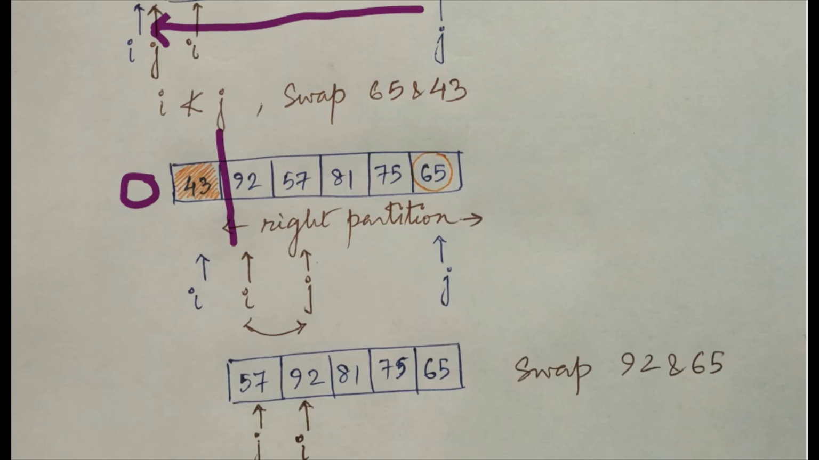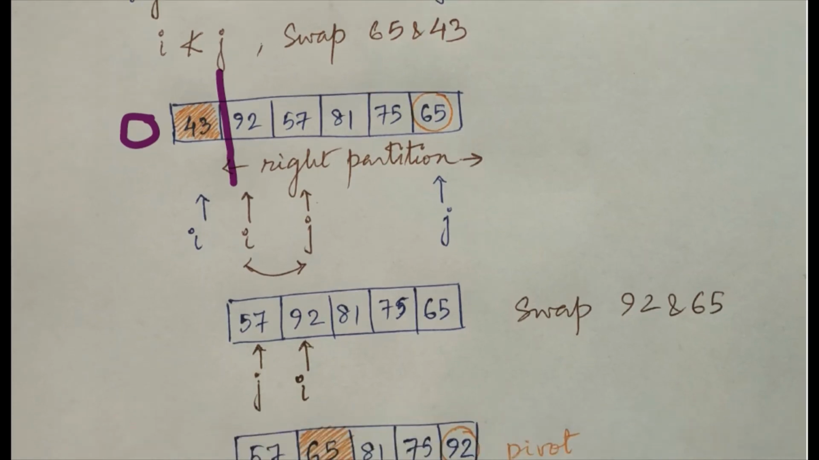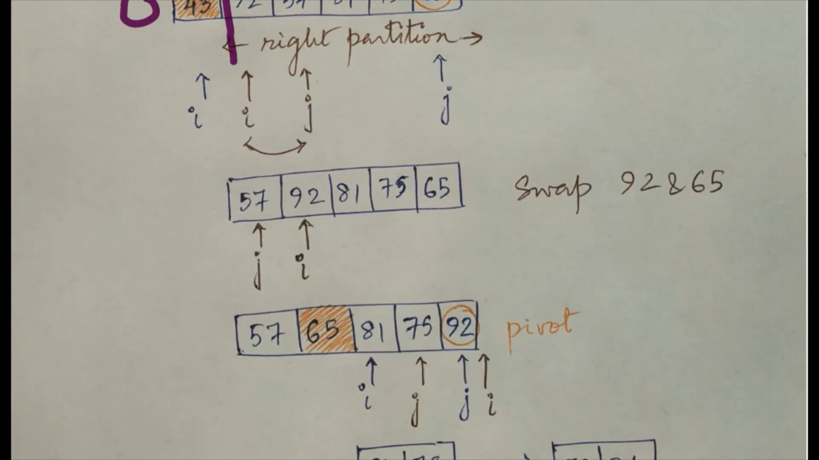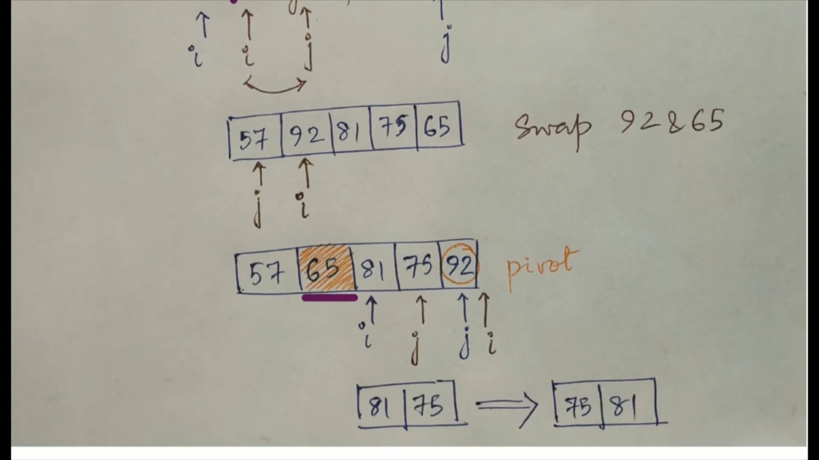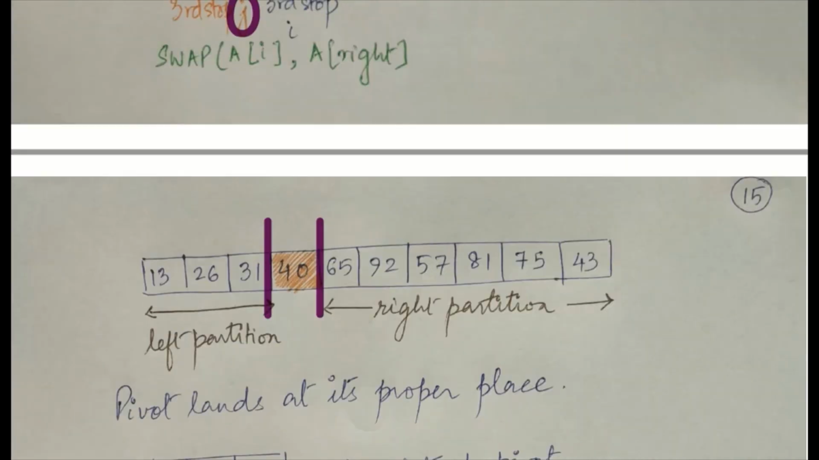You select 65 as the pivot, and based on that again I and J will move, and there's a crossover again, and 65 will come here. Then your left side is already sorted, and you select 92. Again J reaches here and I reaches here. There's a crossover, so you get 92 here and 81 75, and they will be sorted to 75 81. Okay, so this is your quicksort.